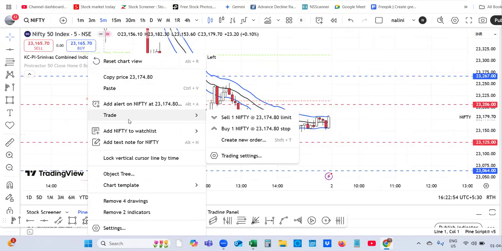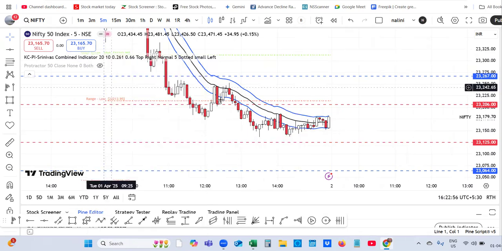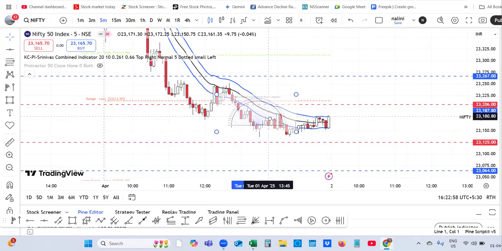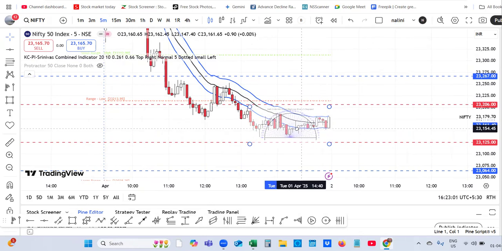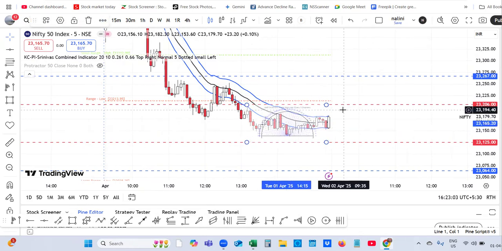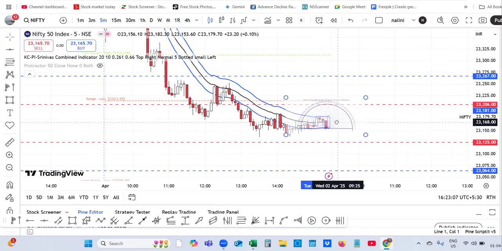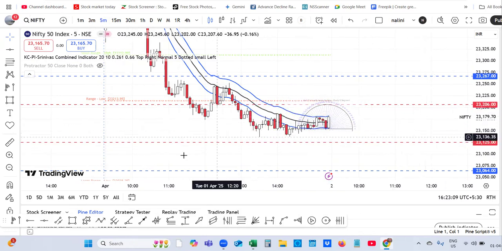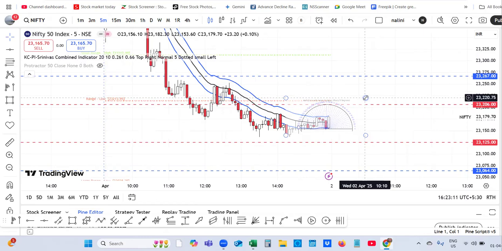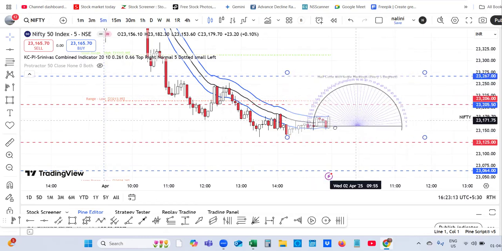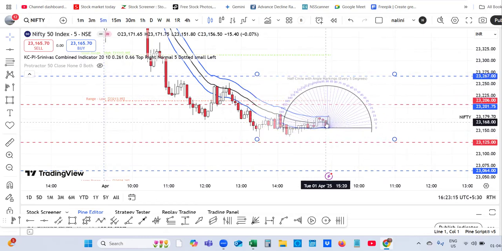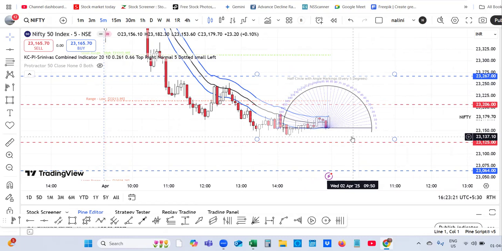I'm pasting this. So this is the degree. You need to see if it goes above this, you can see over here, the protractor. Here you can see if it goes there and gets rejected, you can anticipate the downward movement.